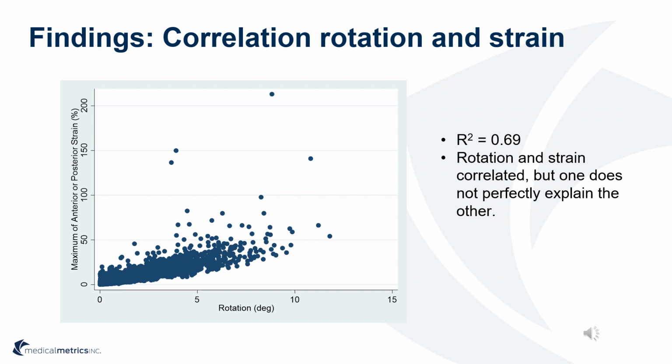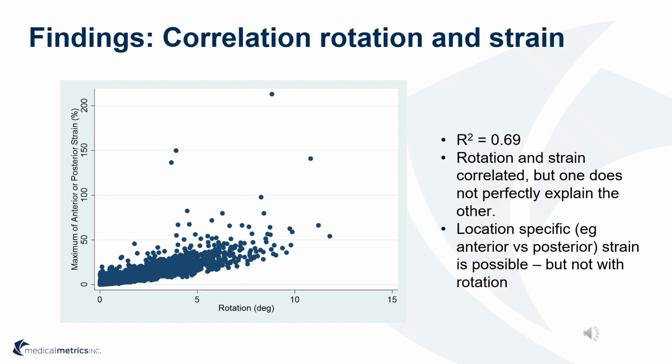It is important to consider the differences that can be expected when comparing strain-based to rotation-based fusion assessment. Based on the pooled data analysis, strain and rotation were correlated, though there were differences. Note that with strain-based fusion assessment, it is possible to separately assess anterior and posterior strain and thereby look for the possibility of partial bridging, for example anterior but not posterior bridging. This is not possible with rotation-based assessment.